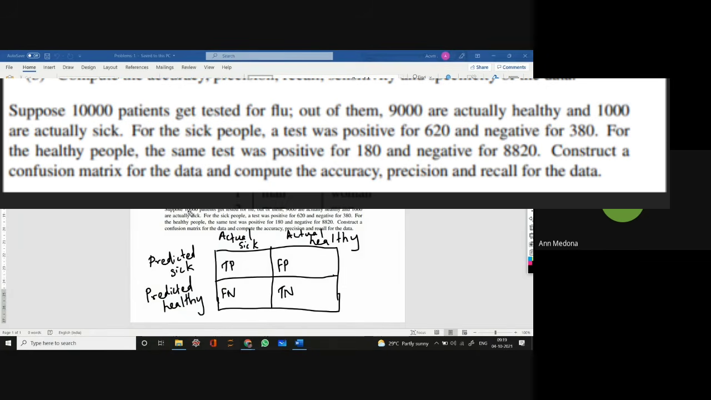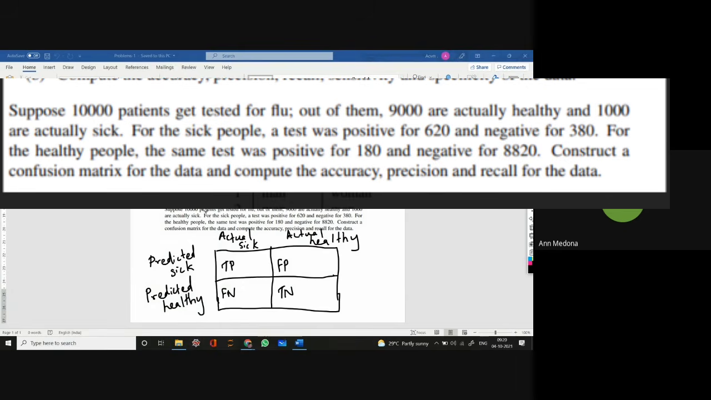The question is: suppose 10,000 patients get tested for flu. Here our problem statement is testing for the disease flu. We want to know whether our patients are sick or healthy. If they get tested positive, they will be considered as sick. If they get tested negative, they will be considered as healthy. So our problem statement is finding whether a person is tested positive for flu, that is, whether they are sick.